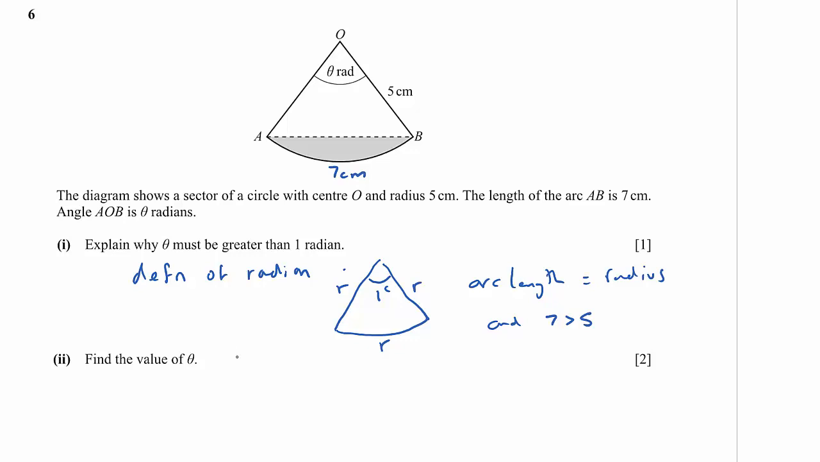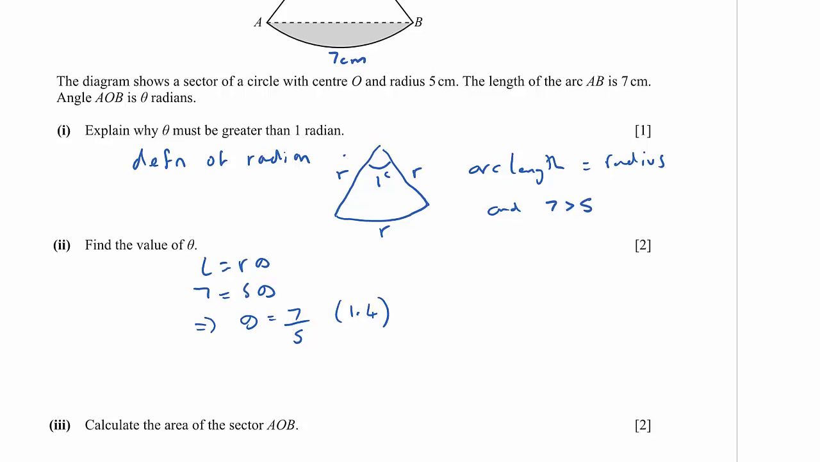Okay, so now we actually want to find the value of theta. So we can use L equals R theta. And we've got 7 equals 5 theta. And that means that theta will be 7/5, or if you like, 1.4.